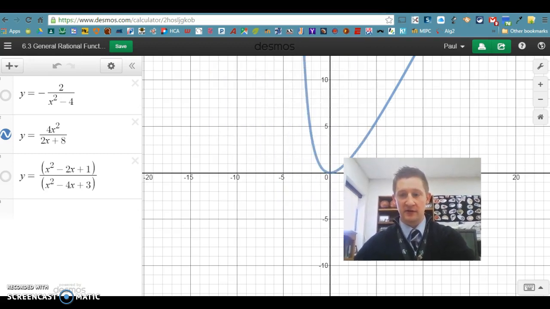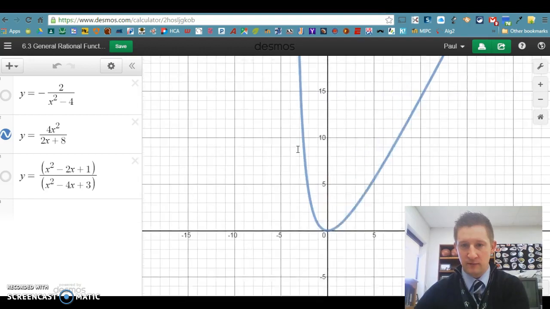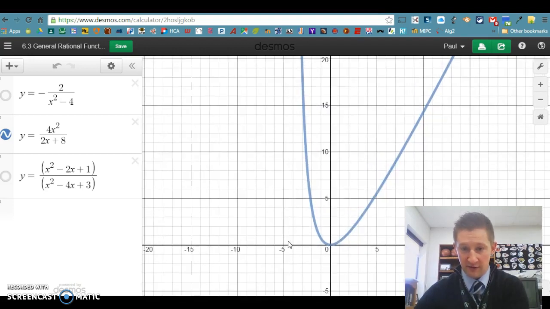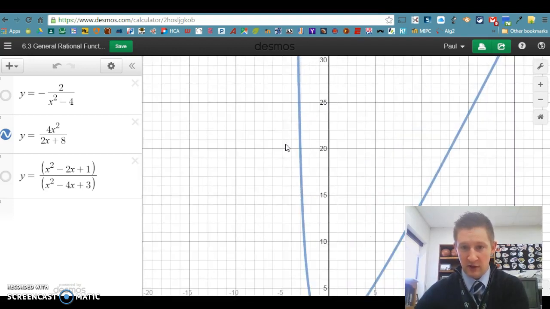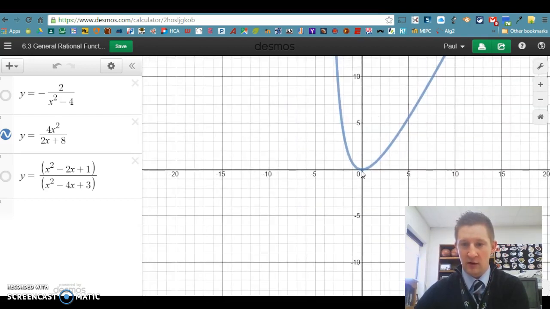So, I'm going to get out of the way again. Here's what this function looks like when I type in 4x squared divided by 2x plus 8. Now notice you got this one branch here. If I pull this up a little bit, you'll notice that negative 4, that was our asymptote. That looks like that's holding true. Now, I also have an intercept at (0, 0), which is great because that made the numerator equal 0. Now, I don't see a second branch.